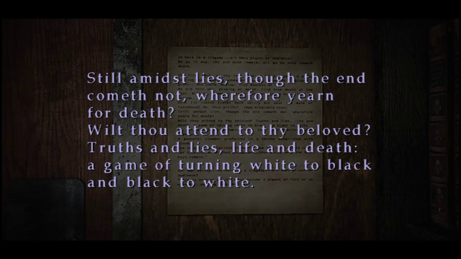So the fourth one: still amidst lies, though the end cometh not, wherefore yearn for death? Wilt thou attend to thy beloved? Truth and lies, life and death, a game of turning white to black and black to white.